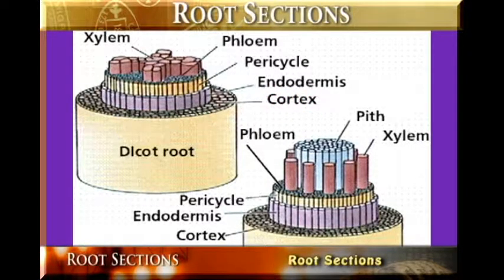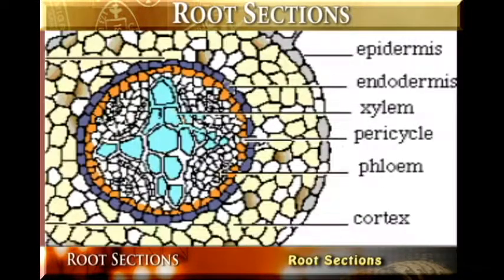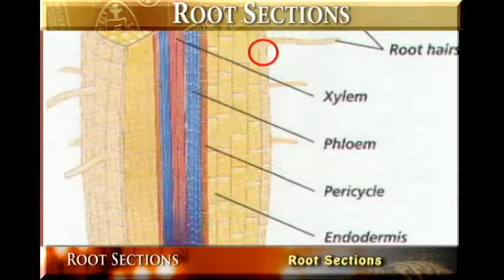Then we have the pericycle. The pericycle is the layer that surrounds the vascular system, and this one is the outermost layer of the stele, and it gives rise to the lateral roots. Those lateral roots come from this region of the pericycle, which is the outermost layer of the stele.